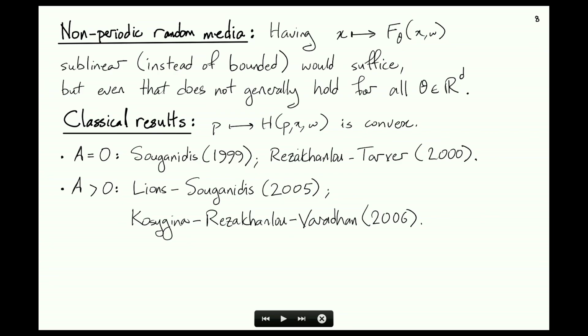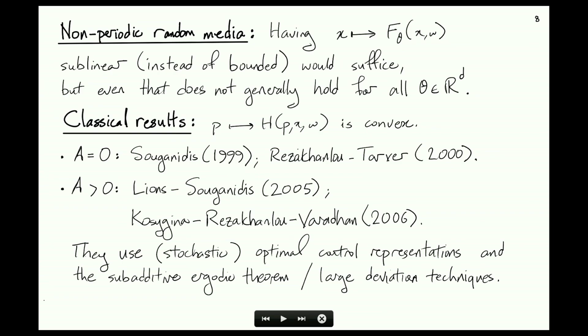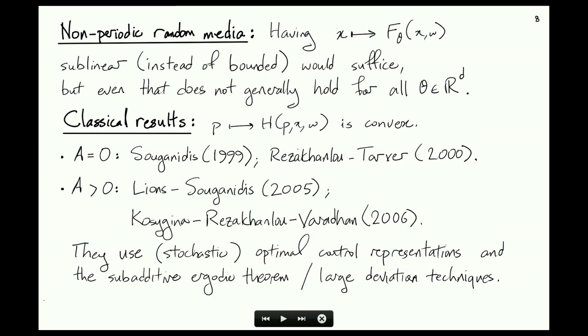So now remember, what does convexity buy us, right? Convexity means I can write a control representation for the solution. So that is what's used here. There's an optimal control representation, which, once you have that formula, you can analyze using the subadditive ergodic theorem, as is done in these three papers. And in this paper, Srinivasa Varadhan used large deviation techniques to prove homogenization.